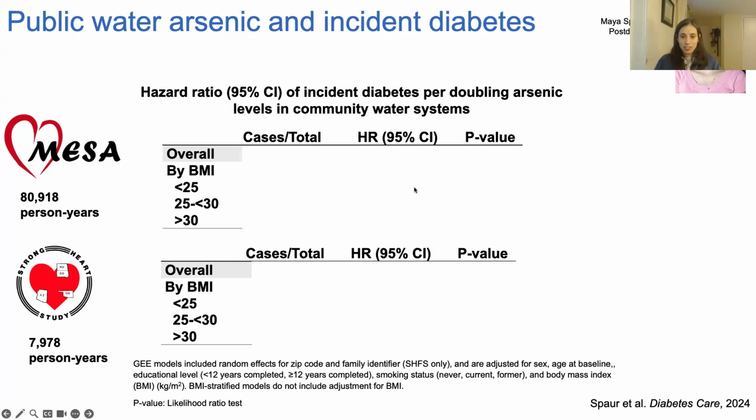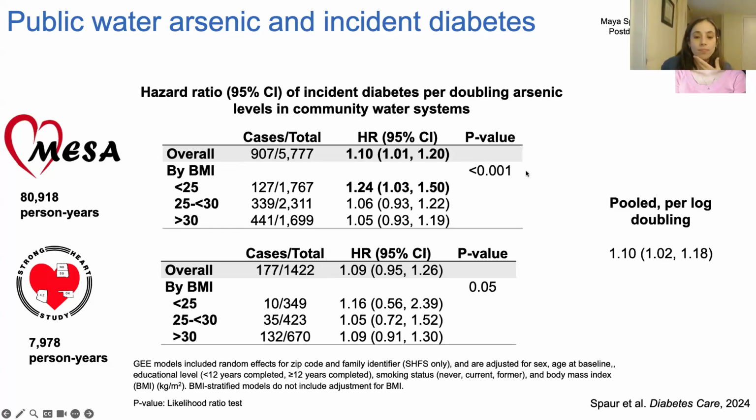And another challenge that we needed to address here, it's not really a challenge, but a fun kind of complication, is potential modification by BMI. So there was also evidence from the literature that the association between inorganic arsenic and type 2 diabetes might be modified by BMI. So we knew a priori ahead of time that we would look at potential modification by BMI, and we thought that would be really relevant.